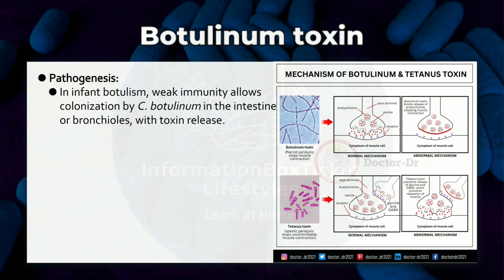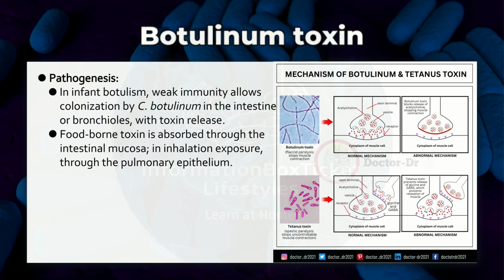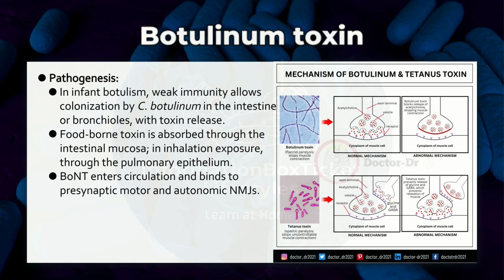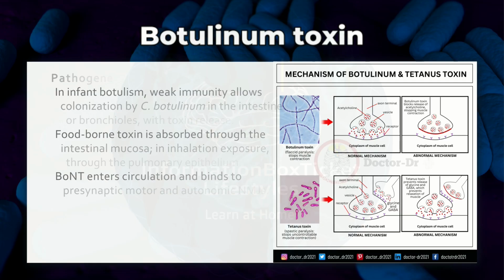Pathogenesis: in infant botulism, weak immunity allows colonization by Clostridium botulinum in the intestine or bronchioles, with toxin release. Foodborne toxin is absorbed through the intestinal mucosa, and in inhalation exposure through the pulmonary epithelium. Botulinum neurotoxin enters circulation and binds to presynaptic motor and autonomic neuromuscular junctions.